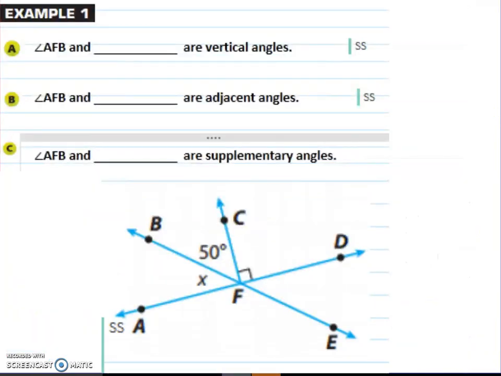Alright, so let's take a look at this. AFB. So AFB is this angle here. Let's highlight it. AFB. AFB and blank are vertical angles. The one opposite from it is DFE.